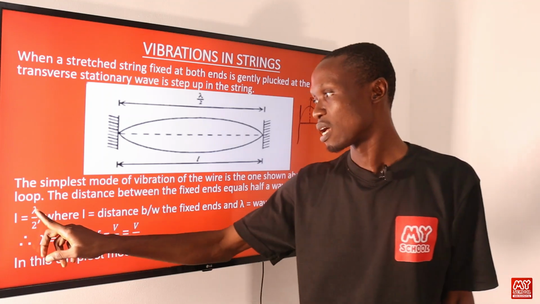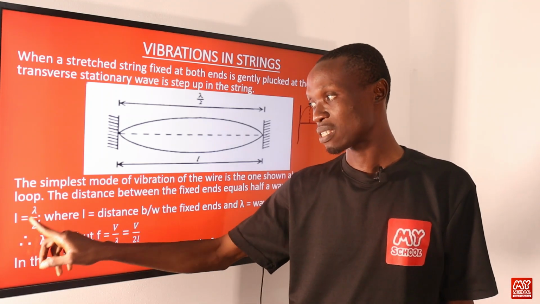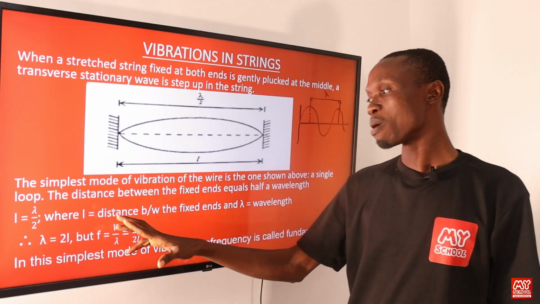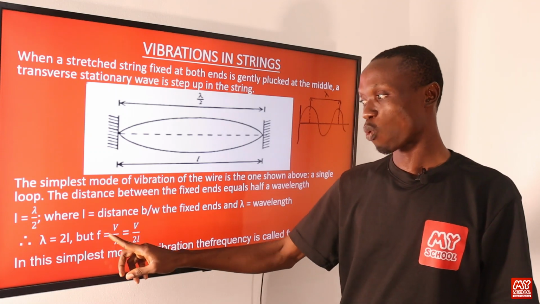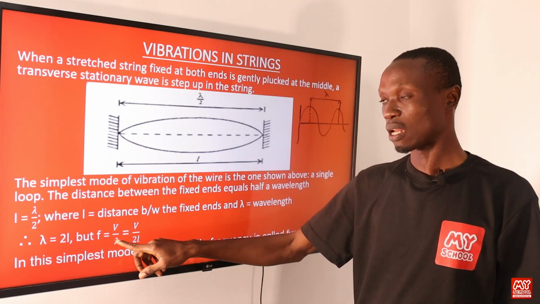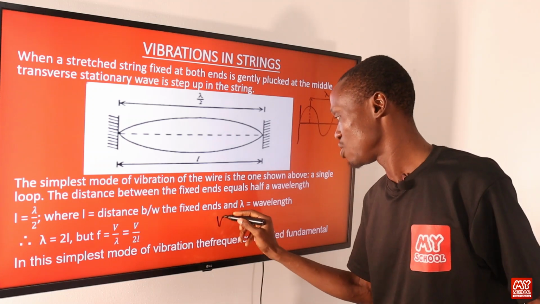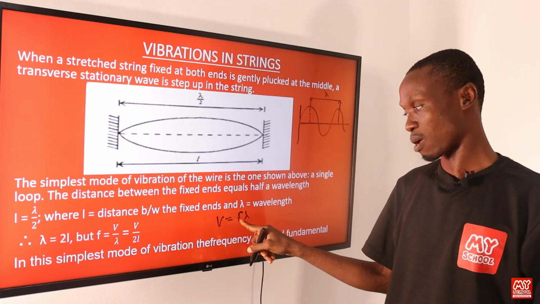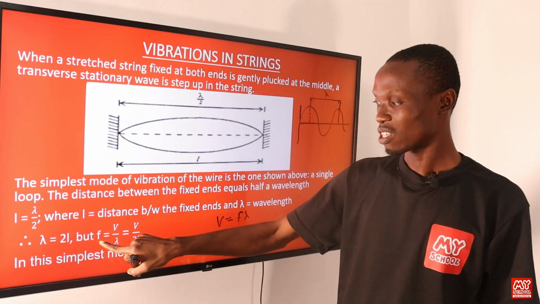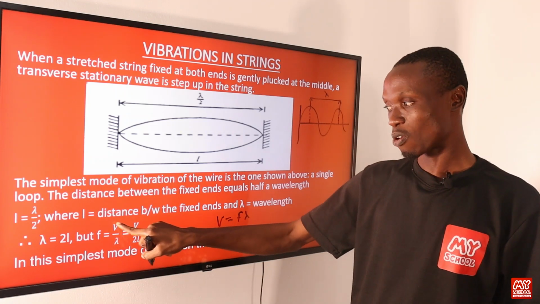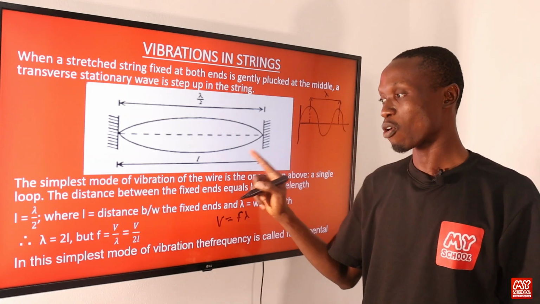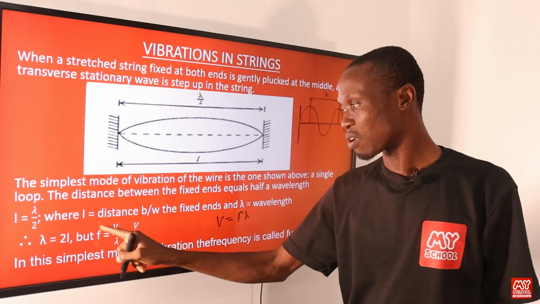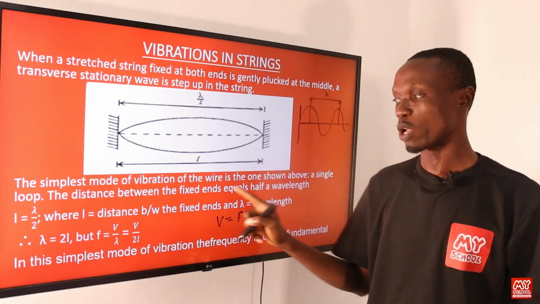If we make lambda the subject of the formula by cross multiplying, we have lambda equals 2L. But remember that from the relationship v = f lambda, frequency is equal to velocity over lambda, so we make f the subject of the formula. That is how we arrive at this formula: f equals v over lambda. But from here, lambda is equal to 2L, so in place of lambda in this formula, we replace it with 2L.